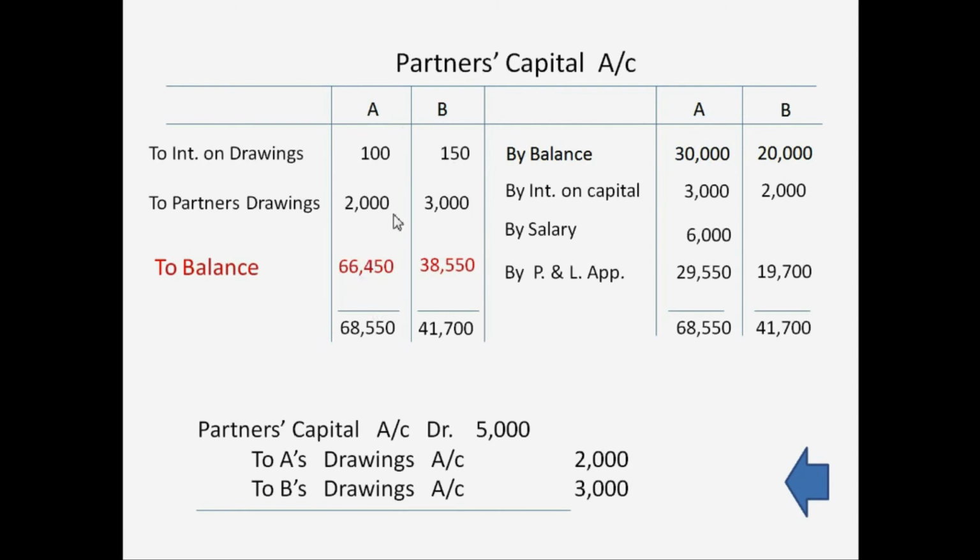A's capital account shows a balance of rupees 66,450 and B's capital account shows a balance of rupees 38,550, and this is the updated balance of partners capital account. And this updated balance we will show on the liability side of the balance sheet. It means partners capital account will appear on the liability side of the balance sheet, but with these updated figures, 66,450 and 38,550. So this is all about preparation of profit and loss appropriation account and partners capital account.